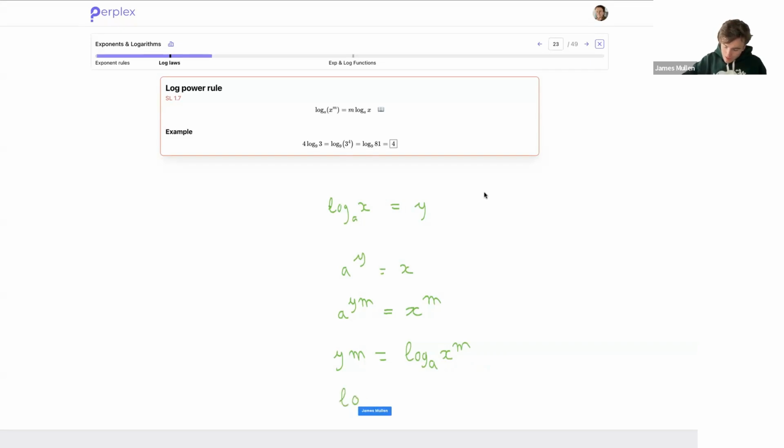So log base a of x to the m is m log base a of x. And that's the so-called log power rule, which says that if I have a power inside the log, I can take that power outside the log as a multiple. So for example, if I have 4 log base 9 of 3, that's the same as log base 9 of 3 to the 4, and 3 to the 4 is 81. Another typo, this is 2. Log base 9 of 81 is 2.